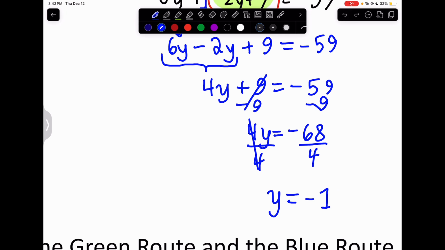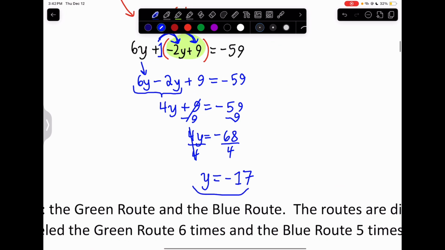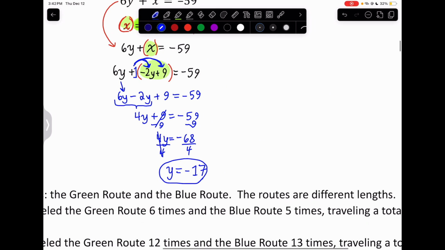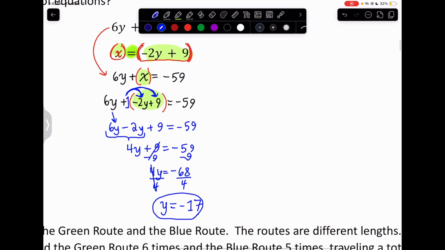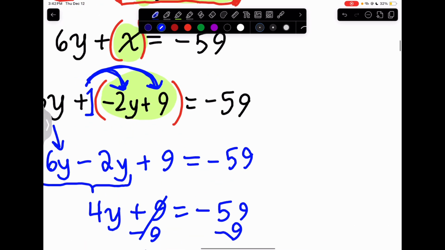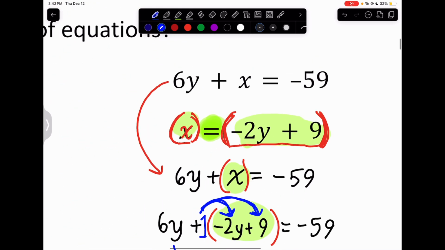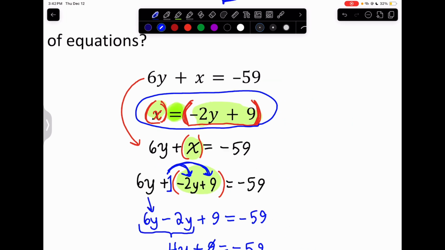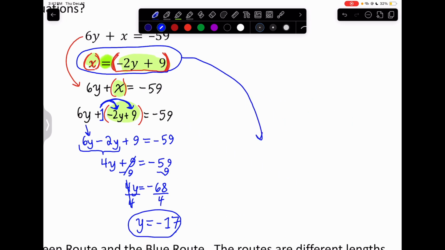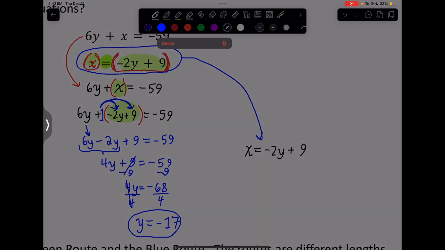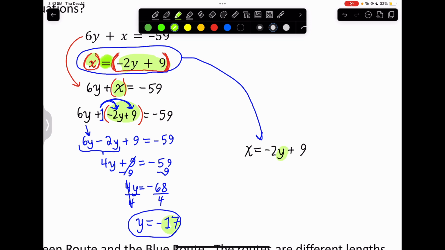Okay. Cool. Halfway there. Technically more than halfway, depending on how you look at it. Now I'm going to plug that back into either equation. In this particular case, I think I like the bottom one better. So I'm going to take that down here. I'm just rewriting it. I've got x equals negative 2 times y plus 9. And I know that y is negative 17.